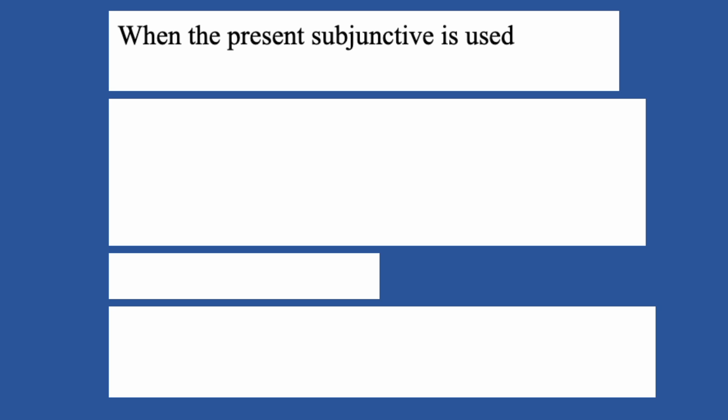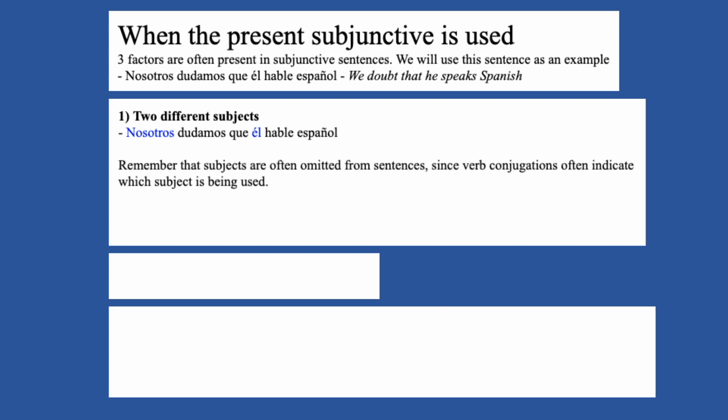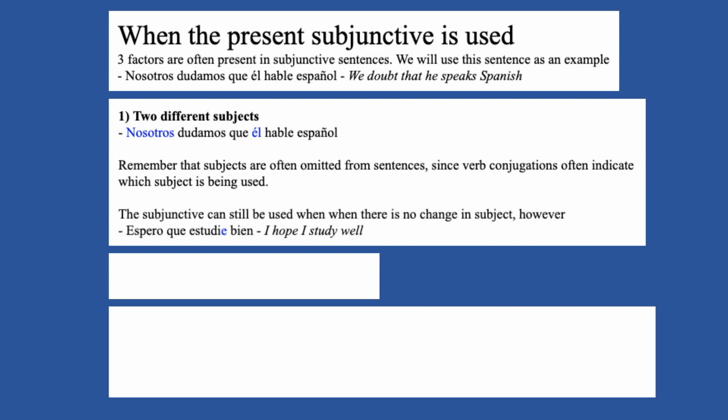To start off with, there are often three factors present in subjunctive sentences. We're going to use this example. Nosotros dudamos que él hable español. So in this case, we have two different subjects, nosotros and él. But keep in mind that oftentimes we omit subject pronouns from sentences because the verb conjugations themselves often indicate which subject is being used. But you can still use the subjunctive even if there is no change in subject, such as espero que estudie bien.